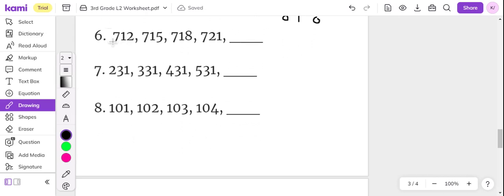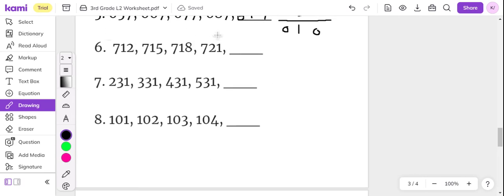Number 6, we have 712, 715, 718, and 721. So there's a small jump in between each of these numbers. So we take 715 and subtract that by 712.